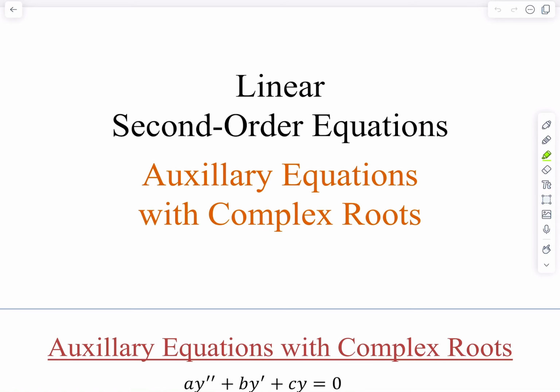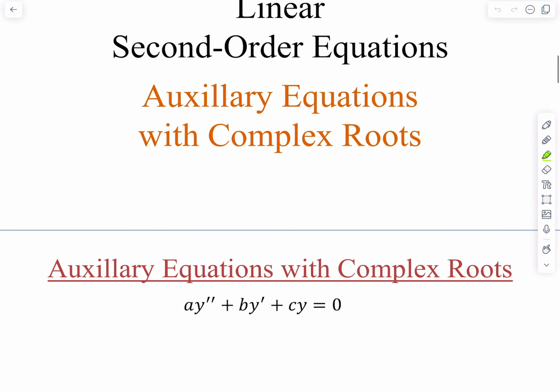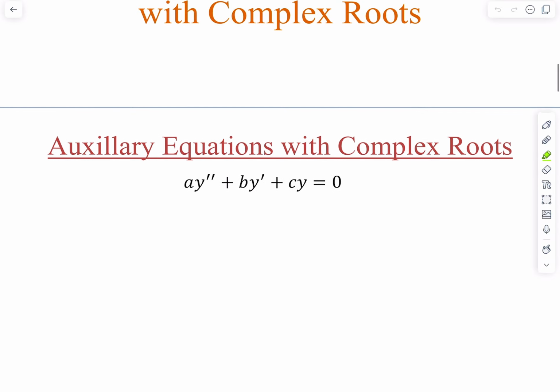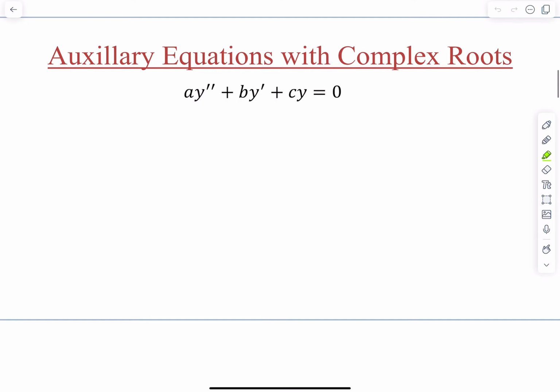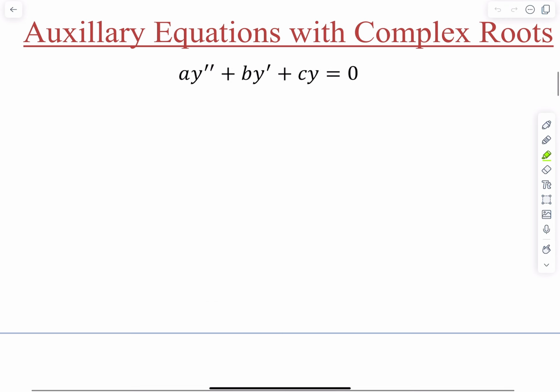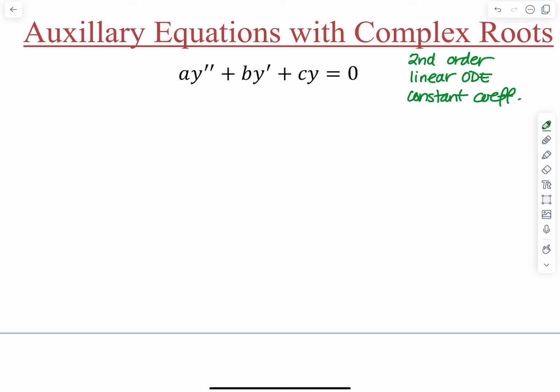We'll be talking about auxiliary equations with complex roots. So let's take a look at our linear differential equation. And this is a second order differential equation. So we have our second order linear differential equation. And as you can see here, we have our constant coefficients.